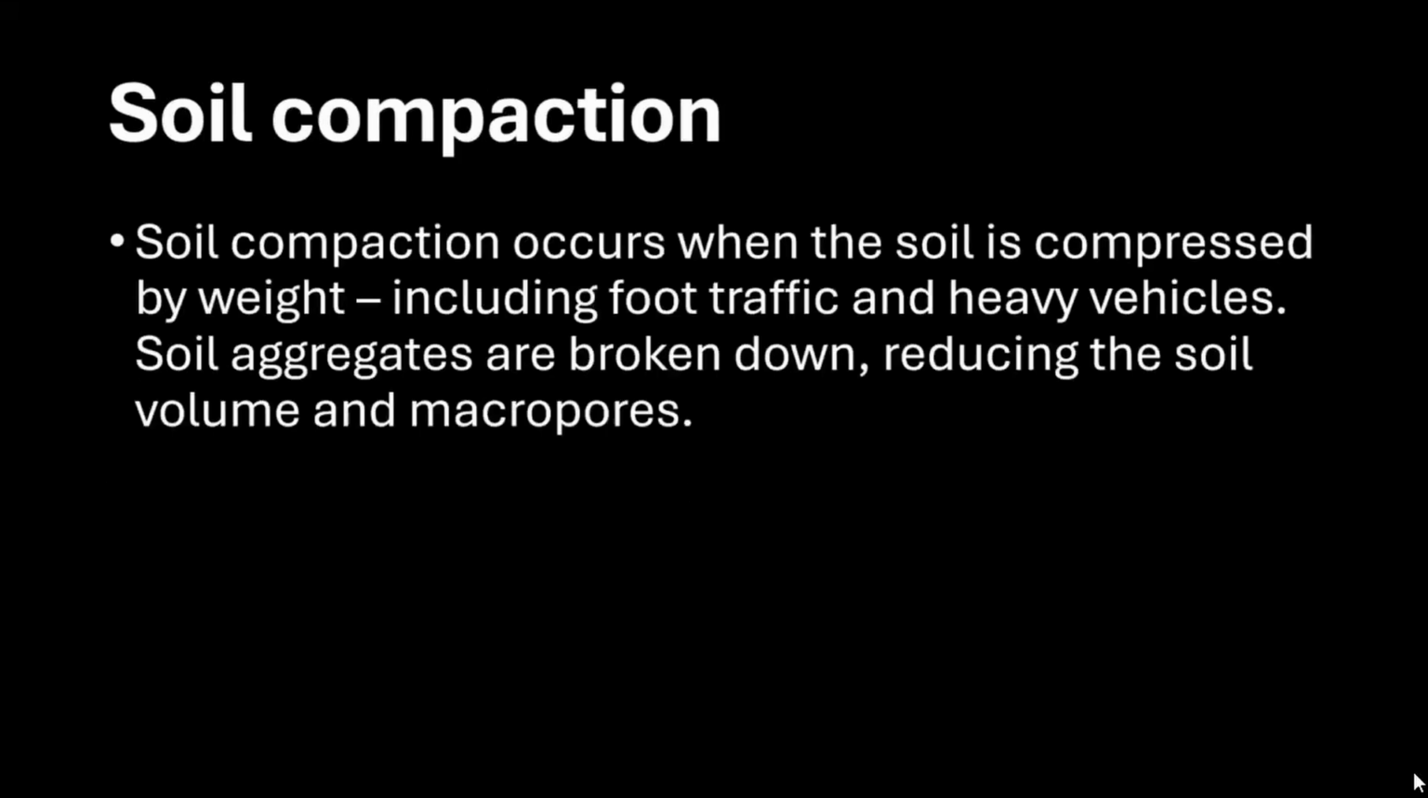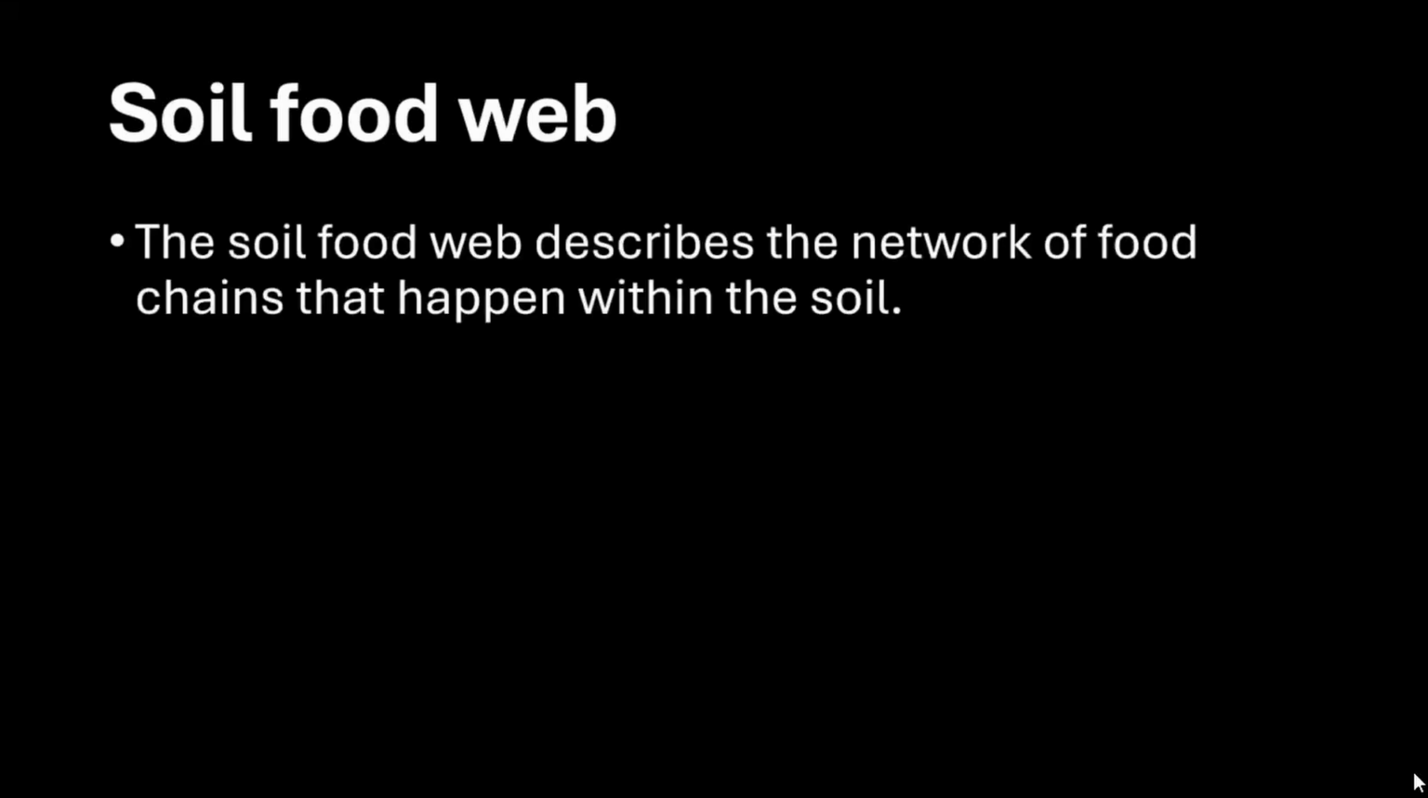Soil compaction. Soil compaction occurs when the soil is compressed by weight, including from foot traffic and heavy vehicles. Soil aggregates are broken down, which reduces the soil volume and the amount of macropores. Soil food web. The soil food web describes a network of food chains that happen within the soil.